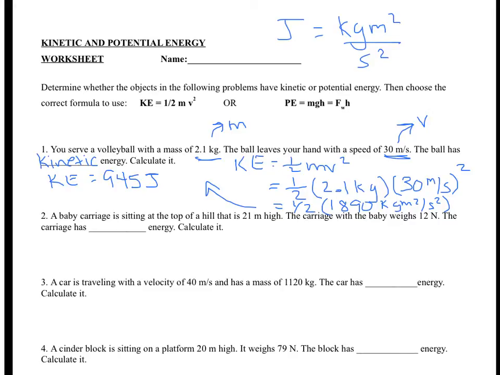Okay, then we're going to do the next one, number 2, which is potential energy. A baby carriage is sitting on top of a hill that is 21 meters high. The carriage with a baby weighs 12 newtons. That's a little bit different than what we've seen. The carriage has potential energy, calculated. So I want to talk about this newtons here.